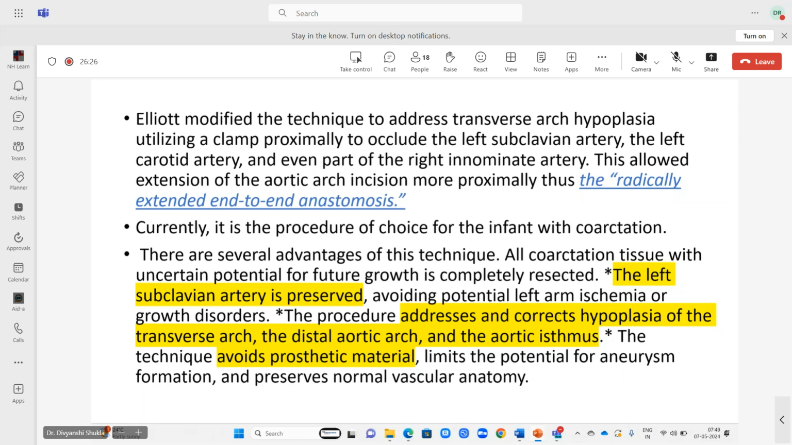There are several advantages of this technique. All coarctation tissue with uncertain potential for future growth is completely resected. The left subclavian artery is preserved, avoiding potential left arm ischemia or growth disorder. The procedure addresses and corrects hypoplasia of the transverse arch, distal aortic arch, and the aortic isthmus. The technique avoids prosthetic material, limits the potential for aneurysm formation, and preserves the normal vascular anatomy.